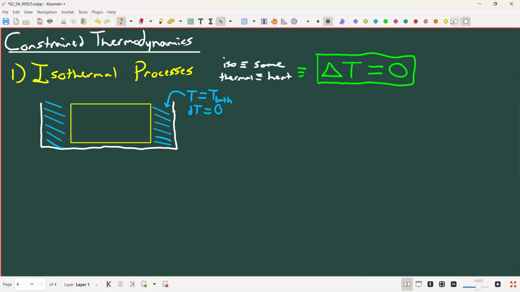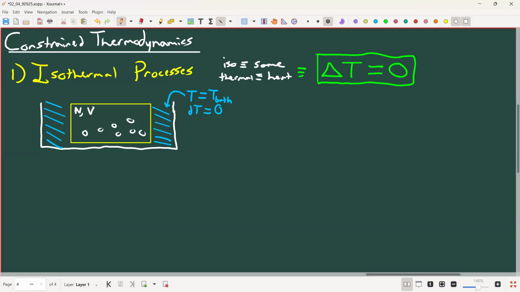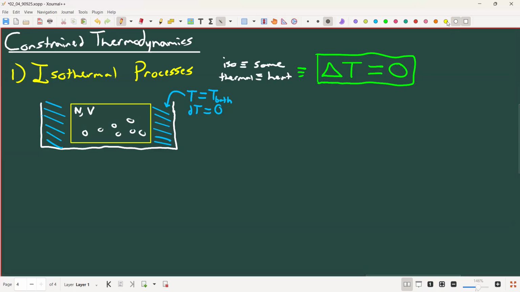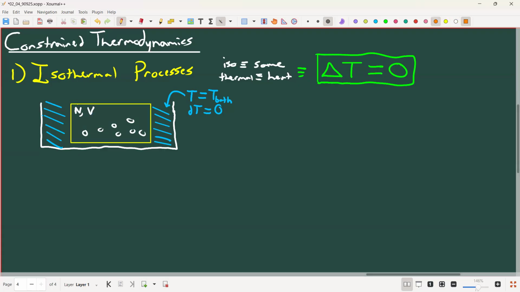So I have some atoms in here. I still have N atoms, and I still have some volume. It's still a fixed box. But what I'm going to do is change the walls. Instead of them being closed and sealed, I'm going to allow them to transfer heat. So I'm going to draw that, a little marking to indicate that my box allows the transfer of heat.